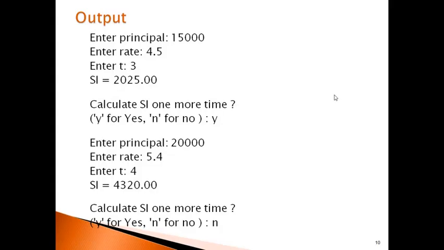This is the expected output. We will enter the principal amount, rate of interest, and time. It will calculate the simple interest. After calculating the simple interest, it asks to calculate SI one more time. If you entered Y, the process is repeated. The loop is executed one more time. If you entered N, the loop is exited.